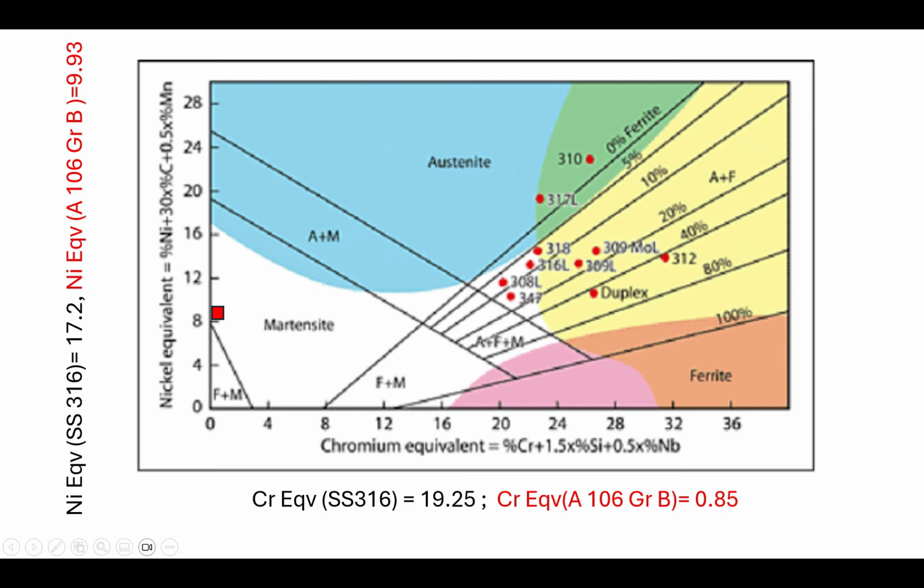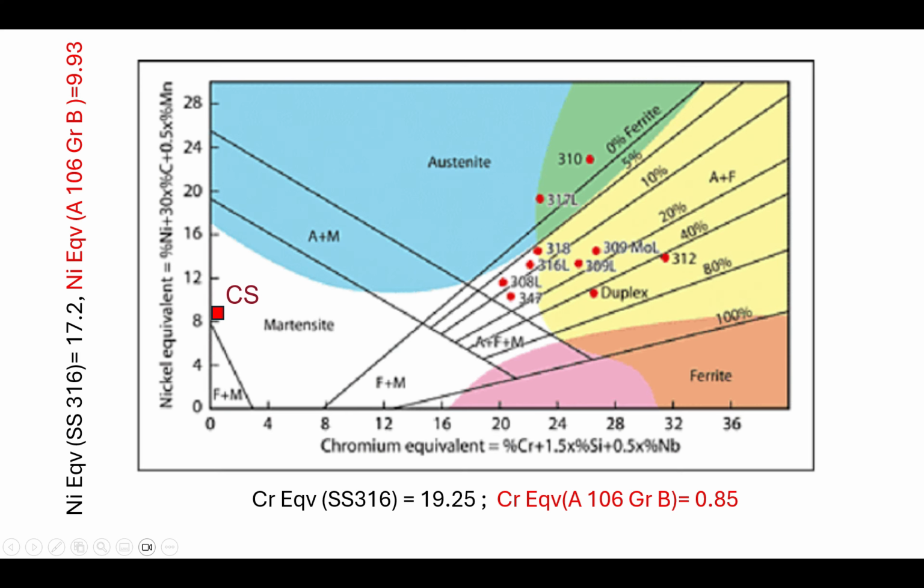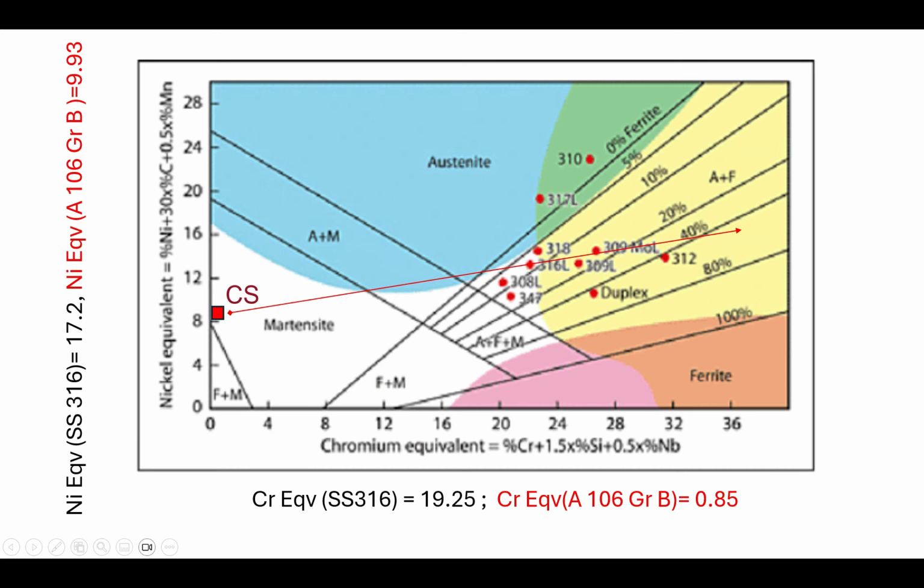Now, if we plot these values, we find carbon steel comes here and stainless steel is here. If we have to find an electrode suitable to join these two, it will fall on this line. The electrode or filler to join 316 and carbon steel is going to be somewhere on this line. This much we have understood now.